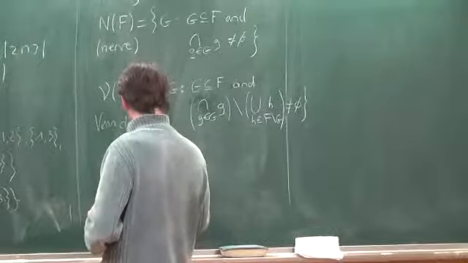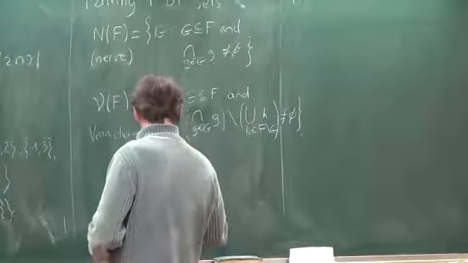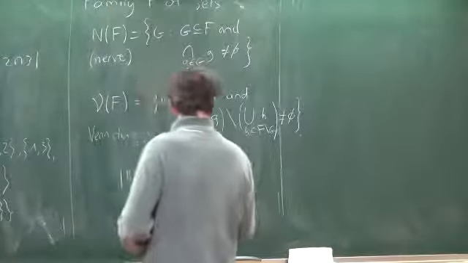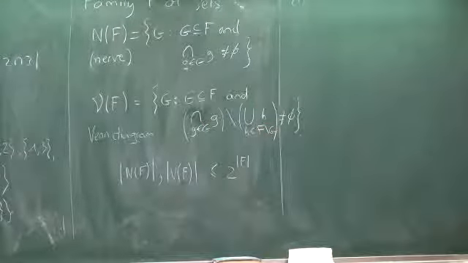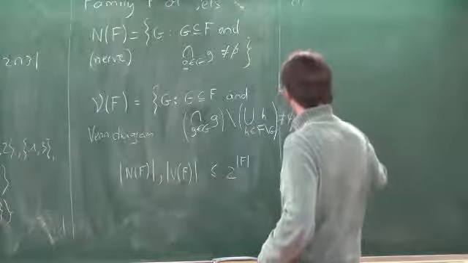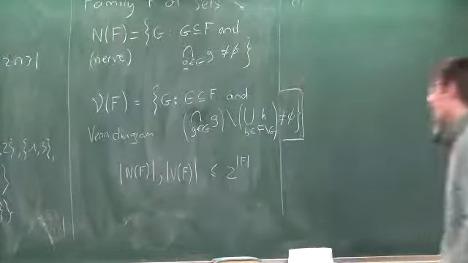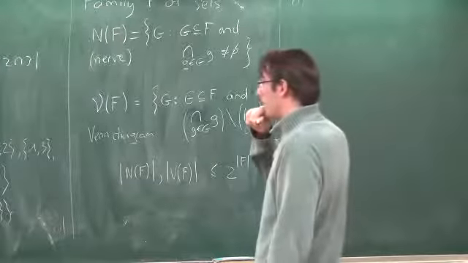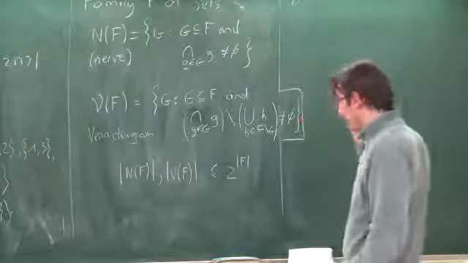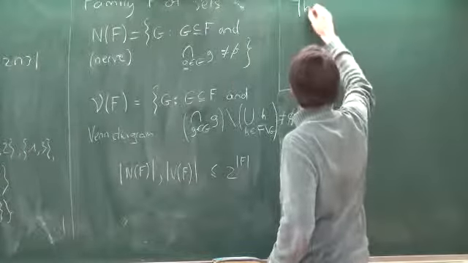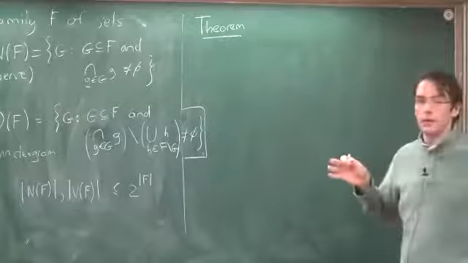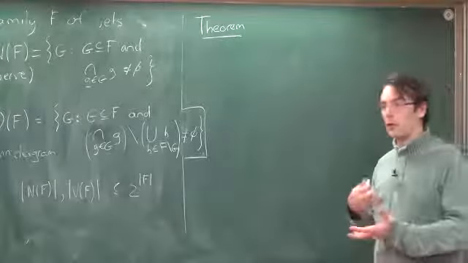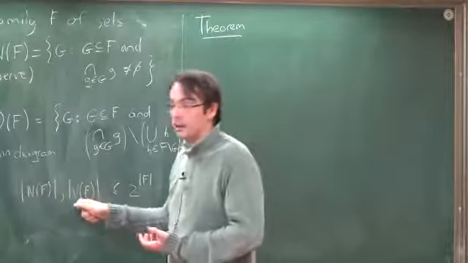In both cases, it's clear that the size of the nerve of F and the size of the Venn diagram of F are both less than or equal to 2 to the size of F. Now, the main theorem we can prove is that any such system has an inclusion-exclusion formula whose size is adaptive in the size of the Venn diagram.